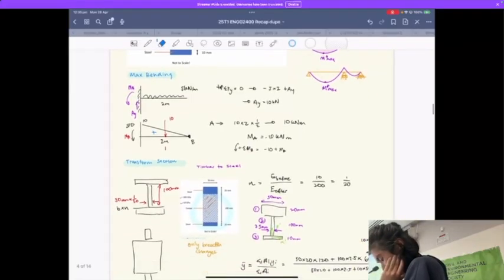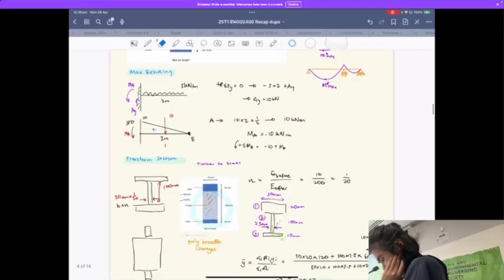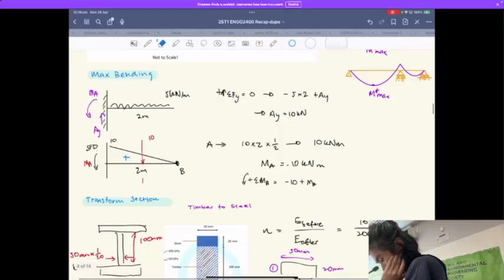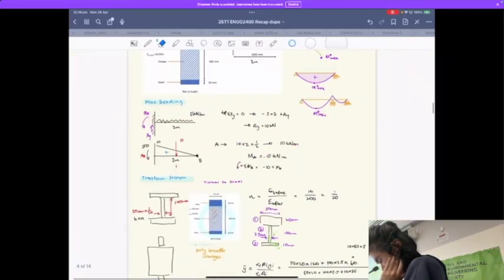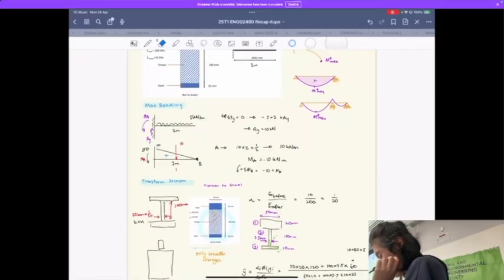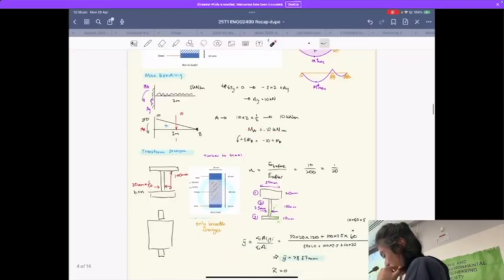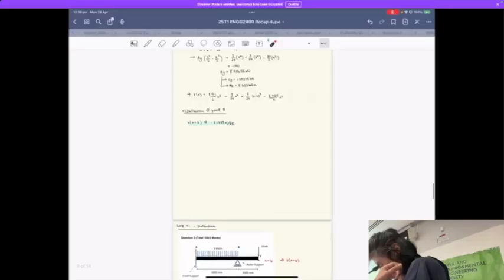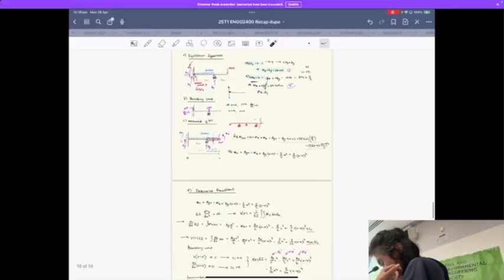I'm actually not 100% sure. I think it should be negative though. Weird. Okay, basically, I'm not sure where the error is, but I think it's here, and your MA should be negative. Okay, let's move on.